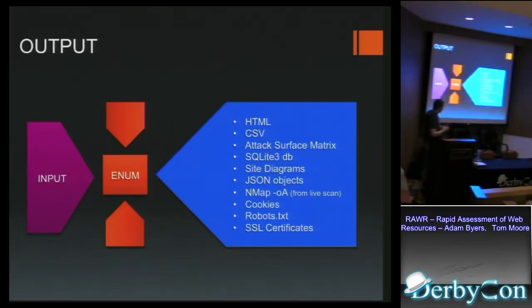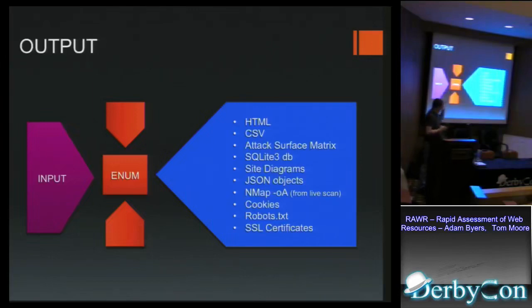Don't want to get too much out of my lane here. SQLite3 database, you guys probably already read through this. I mentioned the site diagrams and JSON objects. I want to thank Andy Gentile from OWASP Charlotte. I appreciate it. He said, hey, what if I want to automate this? I want to start Rawr and pipe the output into, I don't know, my little ponies.py.